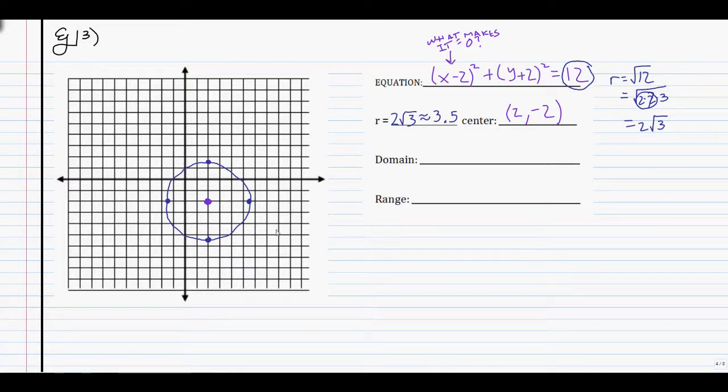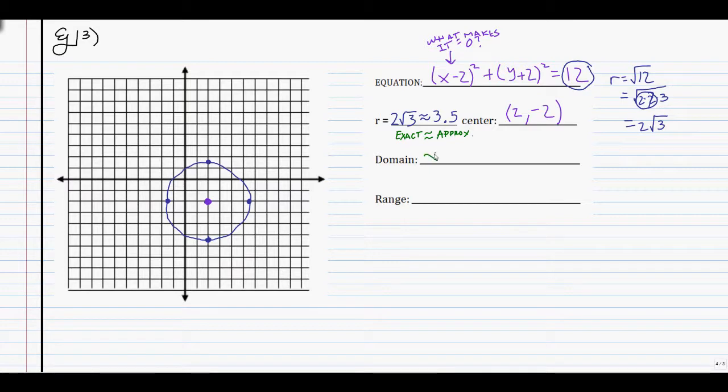And so for an answer on this line, when the radius isn't nice, I would want an answer like this. I'd want the exact one right here, and then I'd want the approximate one with that little approximate sign. So I would want to see both of them right there. Okay, so there we go. We've got the circle graph.